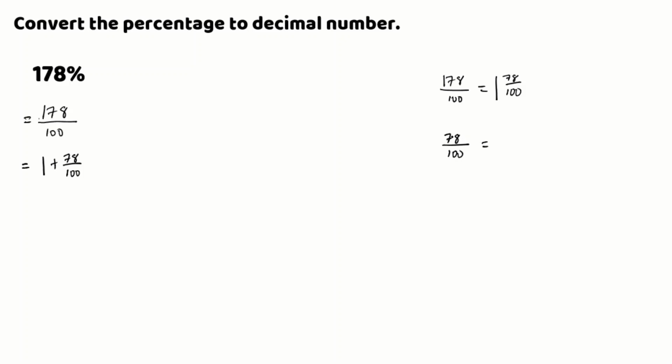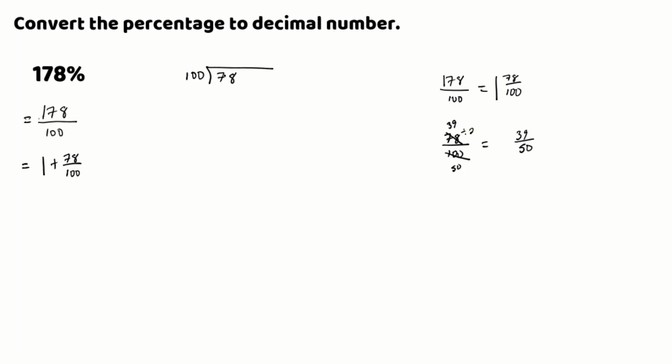So my 78 I can divide by 2, and my 100 I'm also going to divide by 2, which will give me 50, and my 78 will give me 39. So we have 39 fiftieths, and I'm going to now perform my division with 100 dividing into our 78.